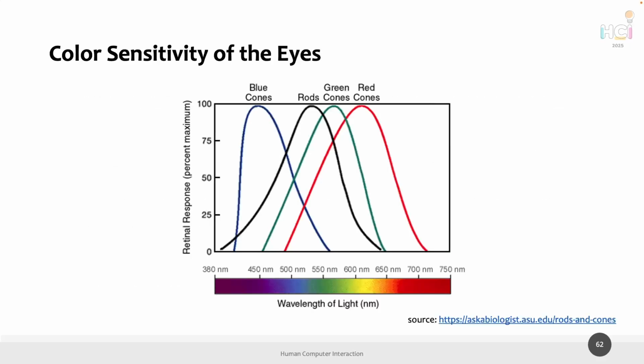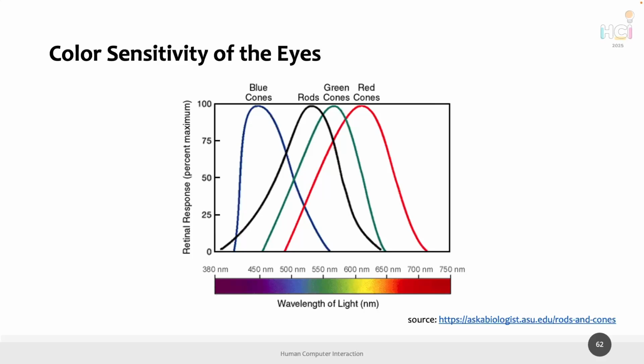There are two kinds of receptors in our eyes, cones and rods. The cones are located in the center of the retina and are responsible for color and sharp vision. And there are at least three types of cones, each sensitive to a different color. So we have cones for red, for green, and for blue light.